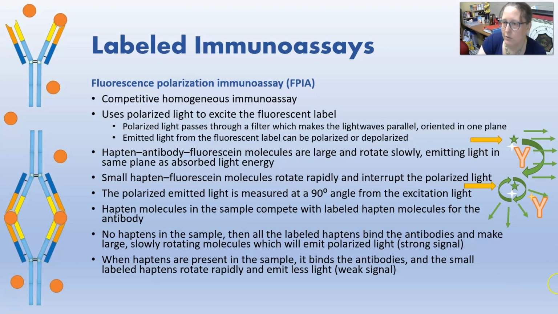So this tries to represent the labeled hapten here, bound with the antibody, which causes it to rotate slowly, and therefore the fluorophore, when it gets the polarized light, can emit polarized light. And then in this one, I'm trying to represent here that little hapten with the fluorophore. It's just spinning so fast, it's just emitting in all kinds of directions. It just interferes with the light, and you will not get a signal.